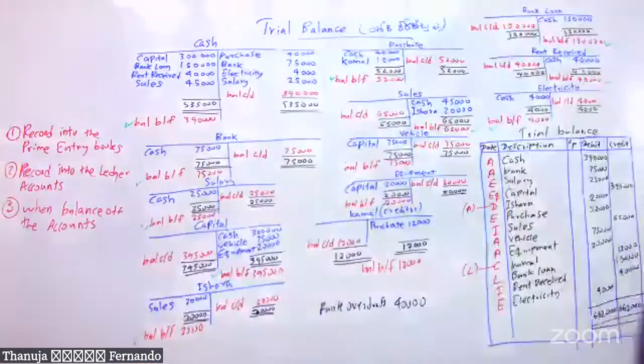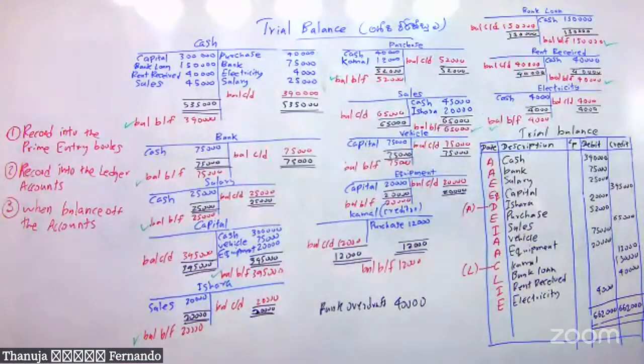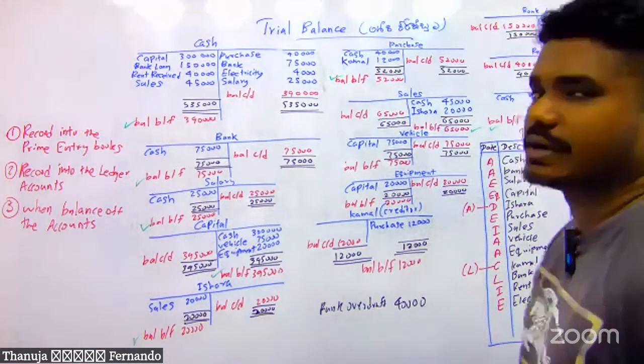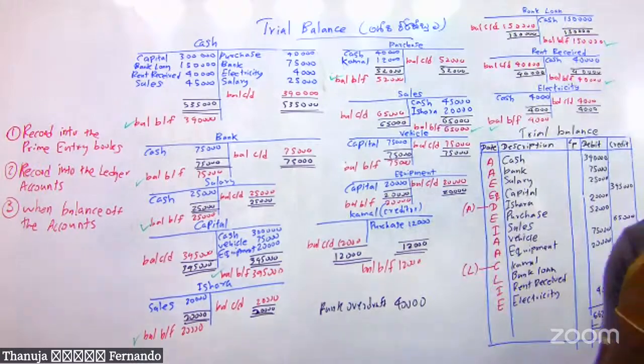When we balance off the accounts, right? There is another occasion. Tell me, what is the next one? The occasion. What is the next occasion when accounting errors may occur?